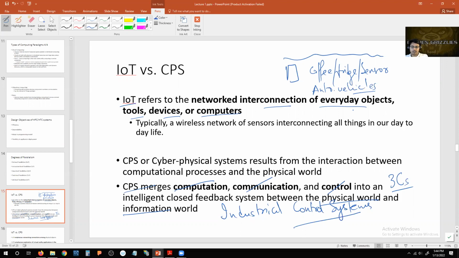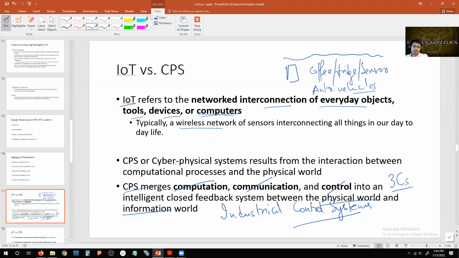So if you capture the conceptual definition of what the Internet of Things paradigm is, and what the cyber physical system paradigm is, then the question that you need to ask yourself is, is there any overlap between these two, or are they completely different concepts altogether, and as such should they be treated differently, right? So that is a question for your self-reflection and self-thinking: if IoT refers to the networked interconnection of everyday objects, tools, devices, or computers, right? And typically these interconnections are mostly through a wireless network, and in some situations, it can also have a wired connection as well, if you're talking about desktop computers and stuff like that. But nowadays, desktop computers can also use wireless communication, right?